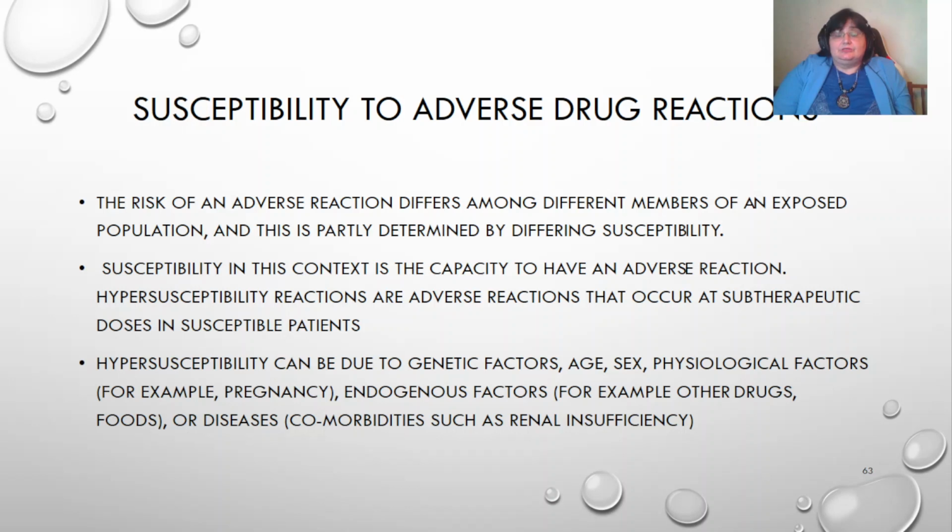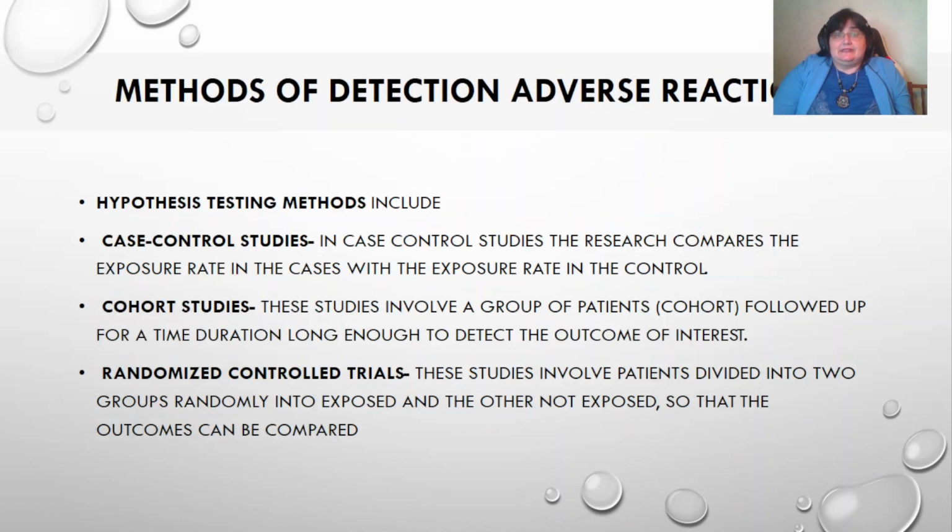Hypersusceptibility can be due to genetic factors, age, sex, physiological factors, for example pregnancy, endogenous factors, for example other drugs, foods, or disease, comorbidities such as renal insufficiency.